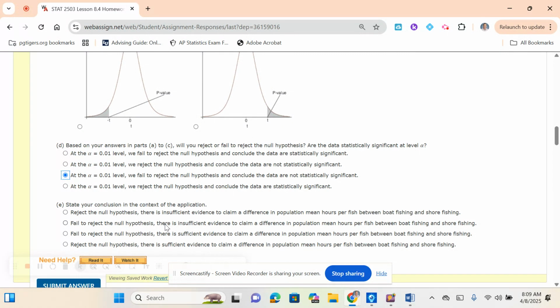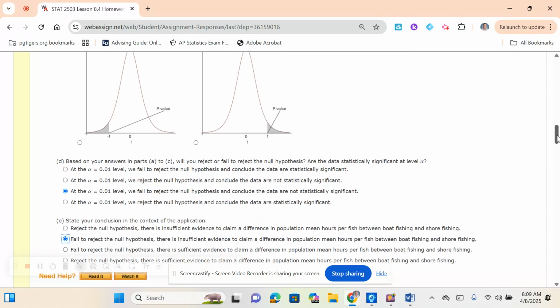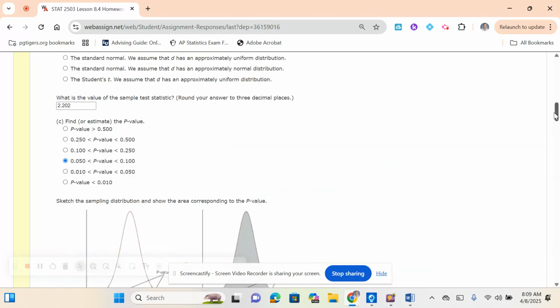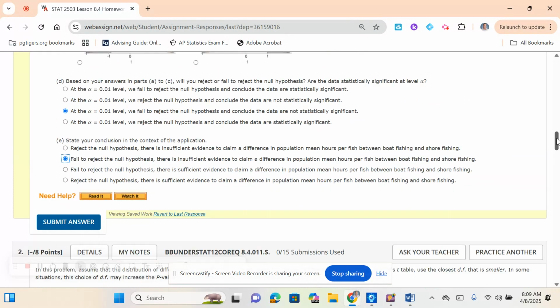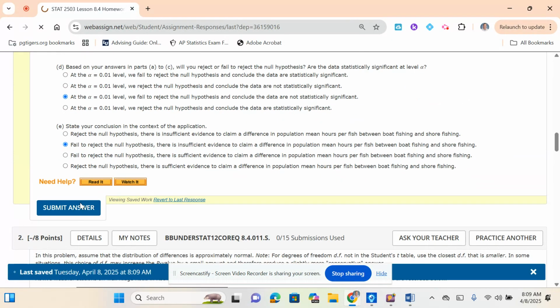So when we fail to reject, there's insufficient evidence to claim that there's a difference between the boat and the shore. So we don't have evidence to prove that there's a difference between fishing on the boat versus fishing on the shore.